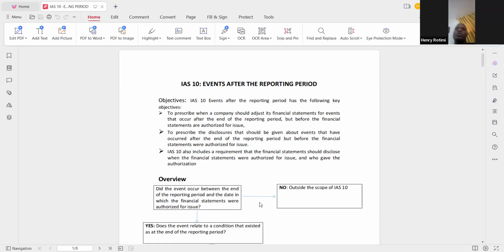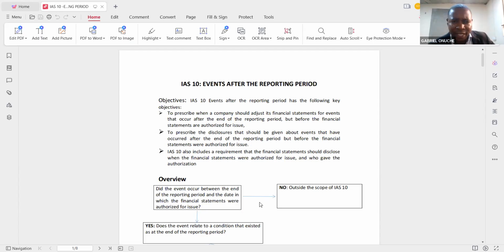All right, thank you. So today we are going to look at events after the reporting period, and this standard is covered by IAS 10. What this standard says is what is expected of companies to do when events, either favorable or unfavorable, occur after the end of the reporting period. Quickly, let's take a look at the major objective of this standard.